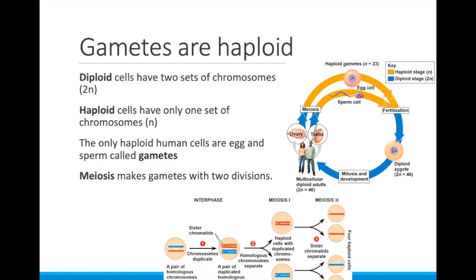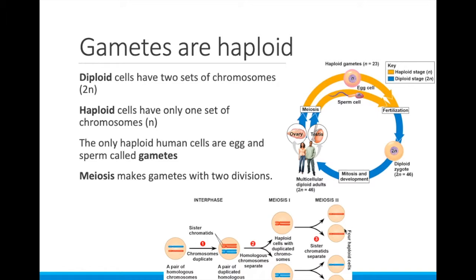The first division is called meiosis 1. This is when those diploid cells are going to separate. All of our pairs of homologous chromosomes will separate, so that one chromosome goes one way, one chromosome goes the other way. Meiosis 2 is called the second division. This is where each of these chromosomes is now going to split and separate again.